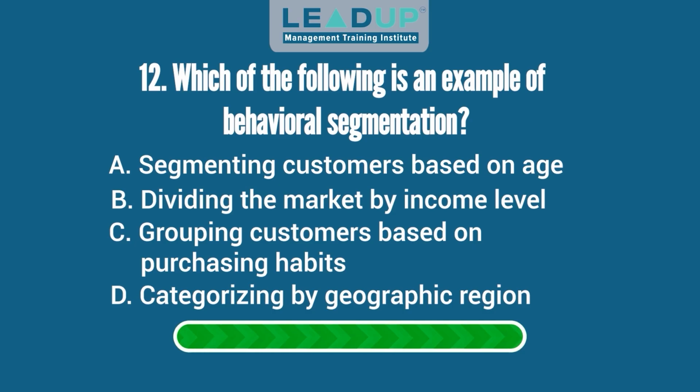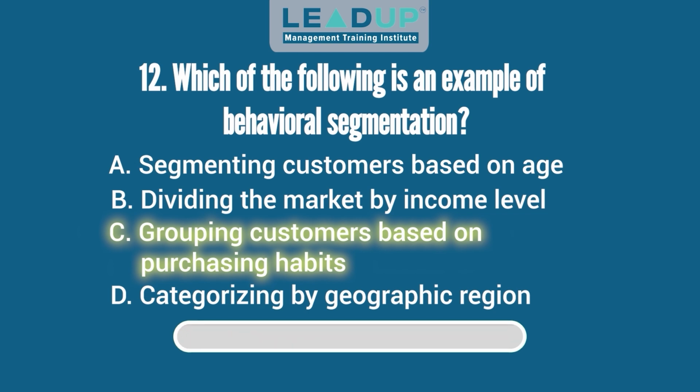Question 12. Which of the following is an example of behavioral segmentation? A. Segmenting customers based on age. B. Dividing the market by income level. C. Grouping customers based on purchasing habits. And D. Categorizing by geographic region. Answer: grouping customers based on purchasing habits.